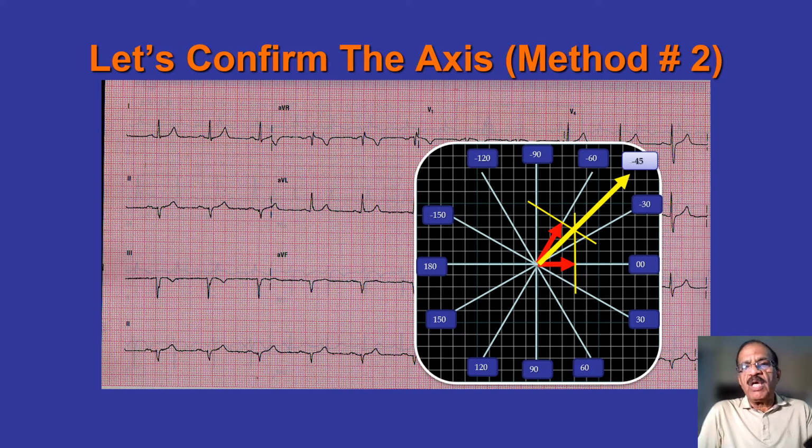We have ruled out other differential diagnoses. There is no left bundle branch block. There is no inferior wall infarction. So this is how you do it.